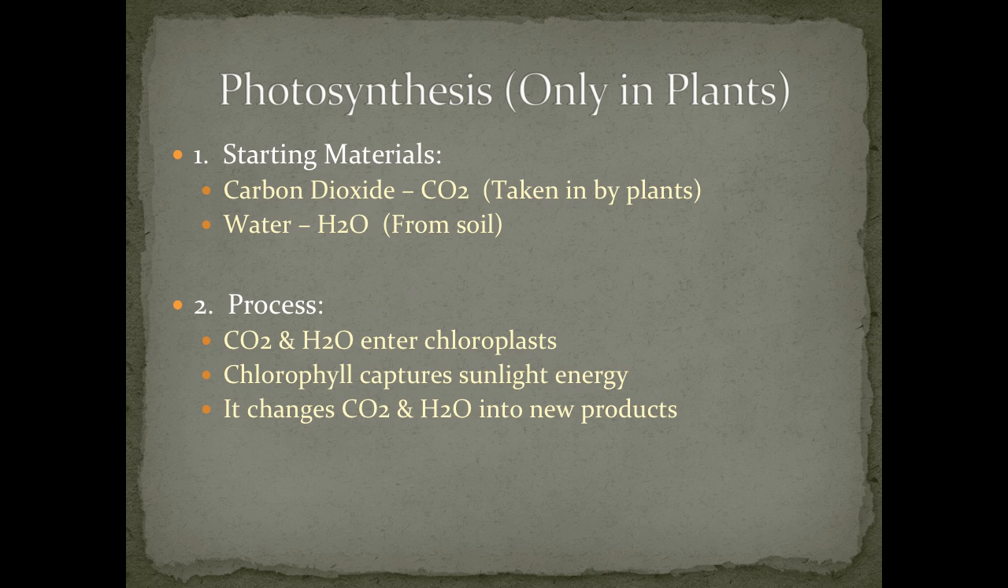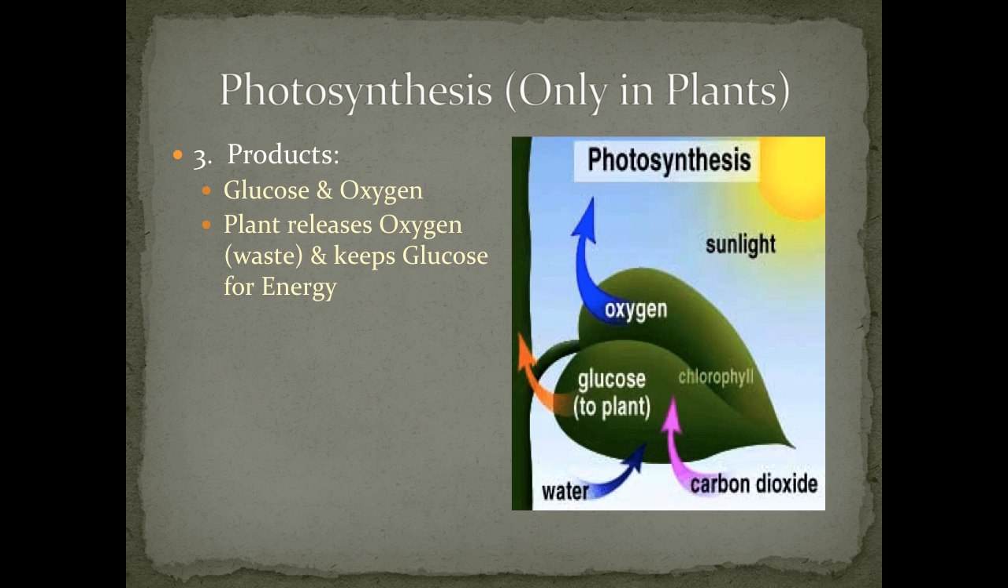Step 2 is the actual process. Carbon dioxide and water enter the chloroplast. Chlorophyll captures the sunlight energy needed, and it changes the carbon dioxide and the water into new products. Those new products include glucose and oxygen. The plant releases the oxygen, which is considered the waste product because plants don't need the oxygen. We do, humans and animals. And it keeps the glucose, that sugar molecule, for energy.